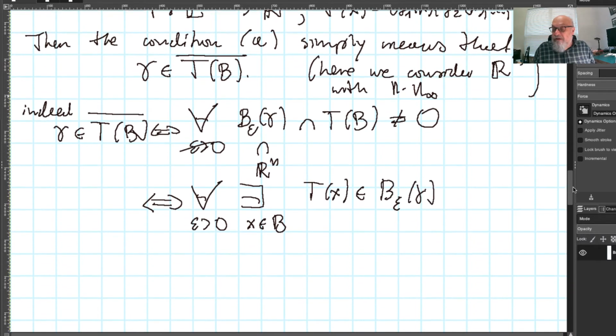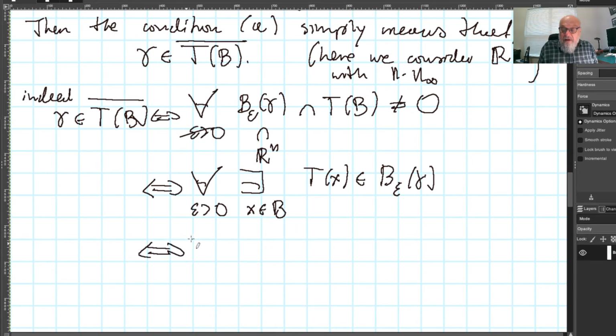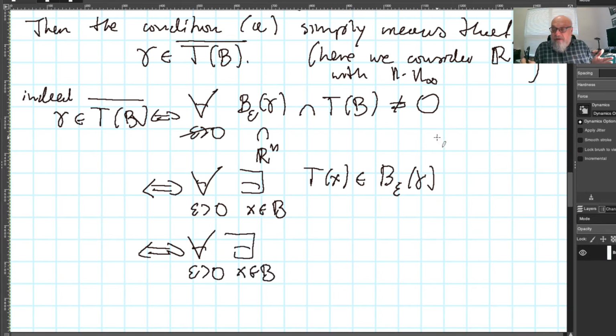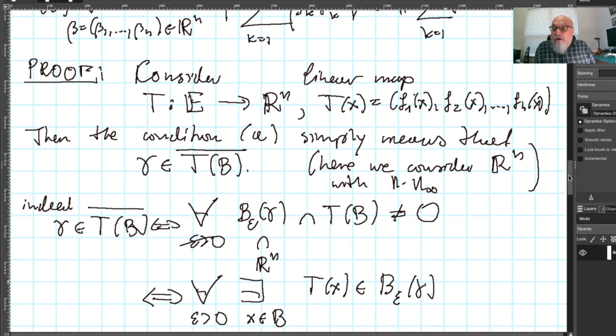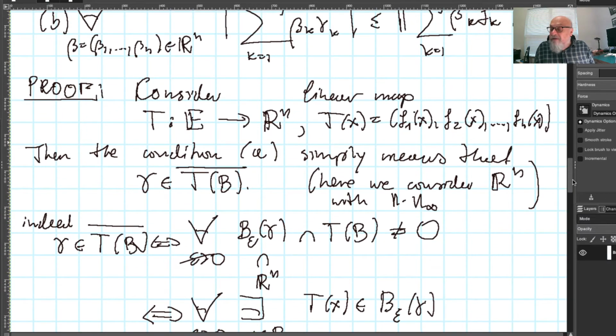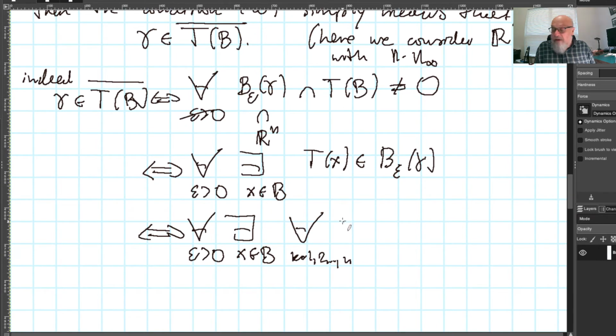And then write it down again. So this is the same again as for every epsilon larger than 0, there exists an x belonging to B such that, and now we can write this. That means simply that the distance with the maximum, k equal 1 to n, and now we take Tx, so what is the component of this Tx? Take the kth component. So I'm getting here that this means fk of x minus gamma k, the kth component of gamma, is smaller than epsilon. So that's the condition A.